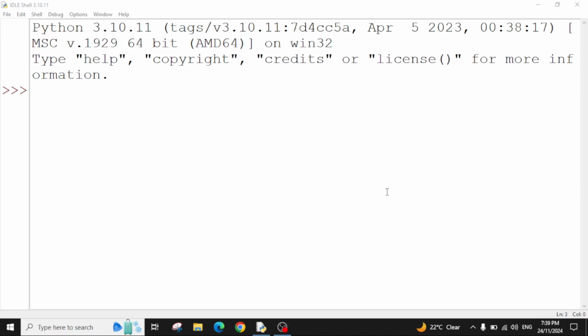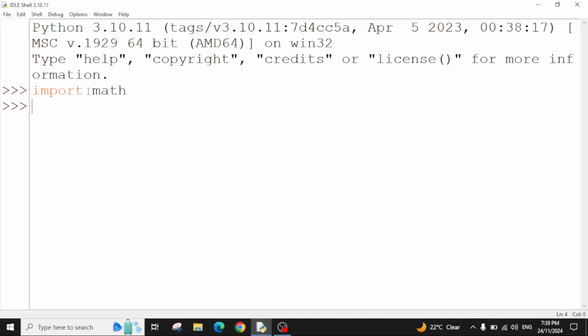The math module in Python provides access to many mathematical functions. To use the math module, first you have to import it. So write the import statement followed by math. And then we will study one by one in detail.